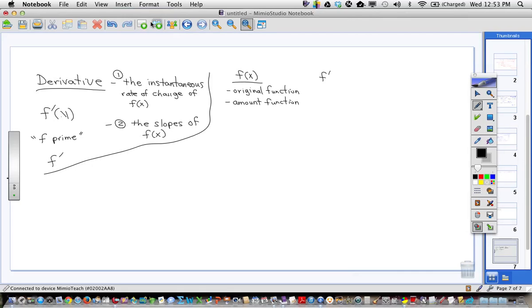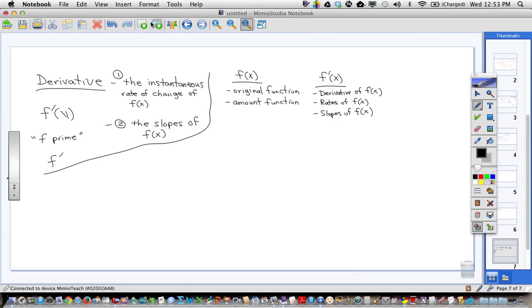F prime of x then could be thought of as the derivative of f of x, could be thought of as the rates of f of x, could be thought of as the slopes of f of x. Those are all the same thing, but they're all associated with f of x. Okay?